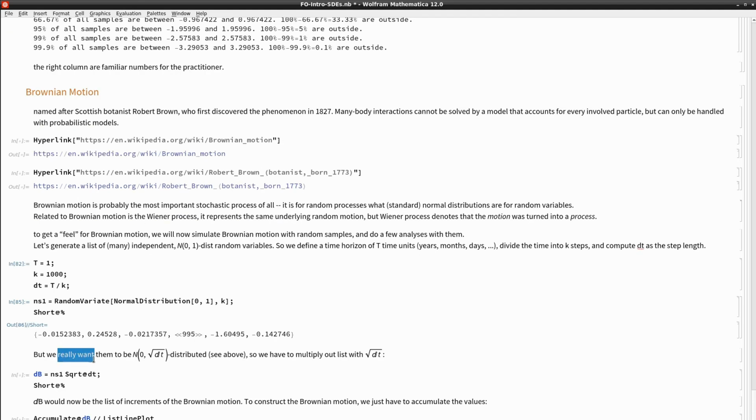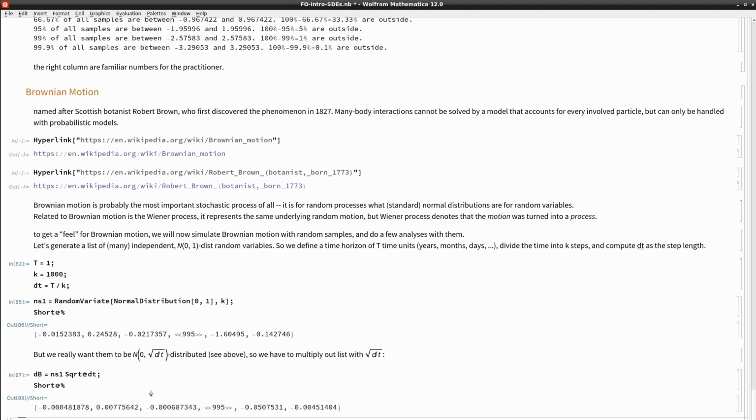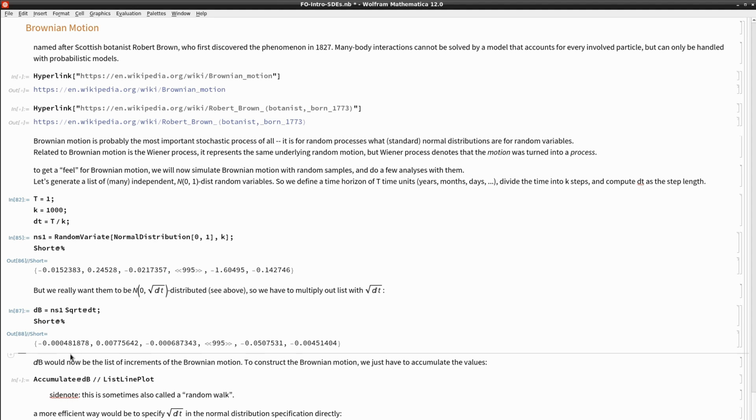What we really want is that we want them to be normally distributed with a standard deviation of the square root of dt. That's what we said we need earlier. We're not really interested in a 0,1 normal distribution. We're interested in a 0, square root of dt normal distribution. And that means we have to multiply our list with the square root of dt. So again, let's create 1,000 samples. And dB would now be the list of the increments. Remember, we said dB, the differential of the Brownian motion, indicates the changes, the random changes.